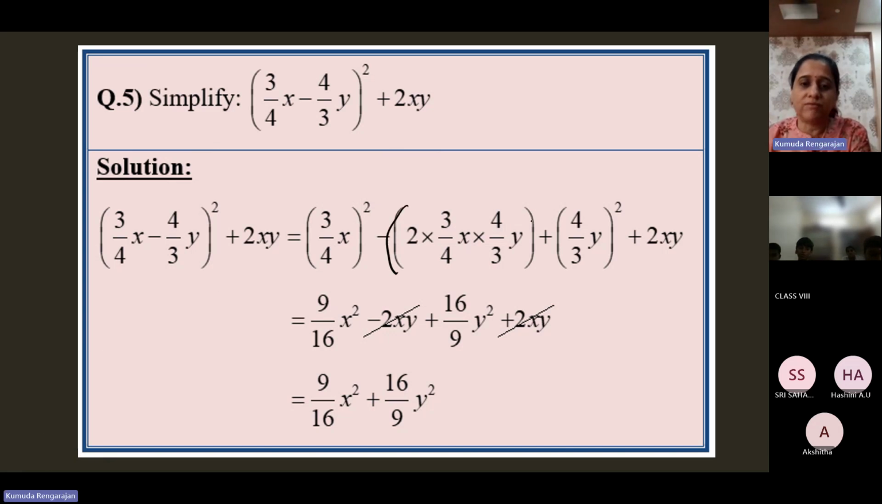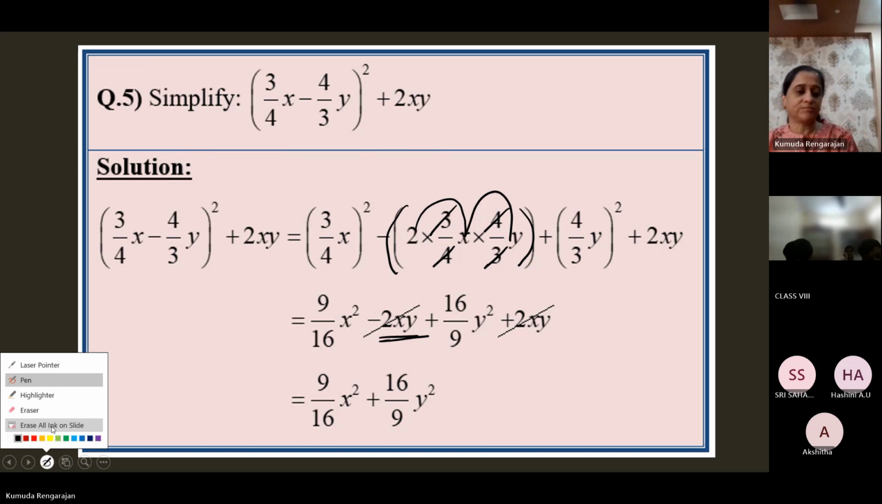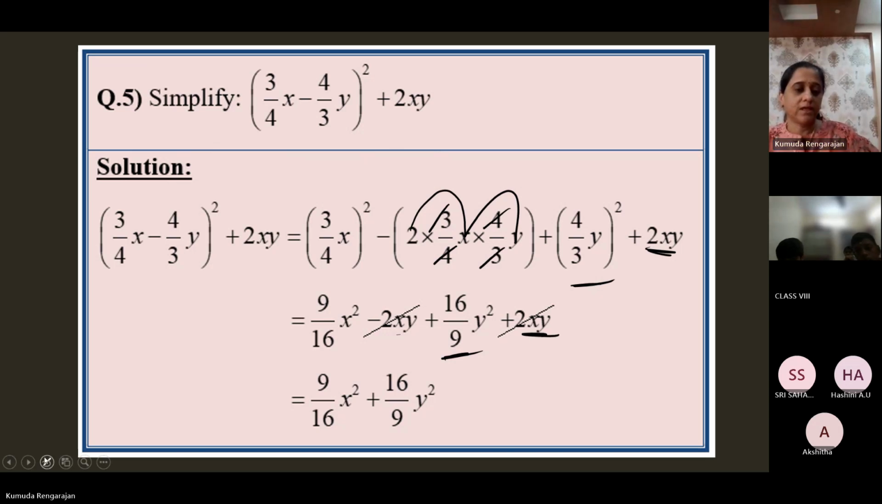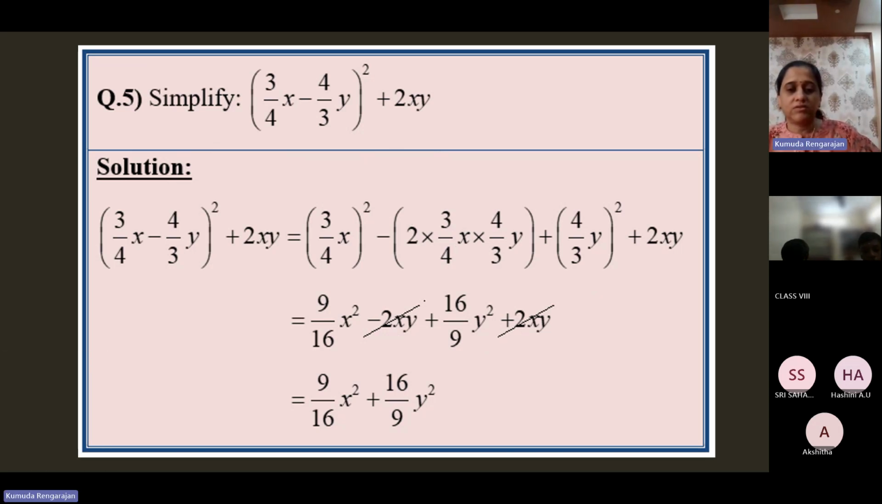Within the bracket, you can simplify. So 4 and 4 get cancelled. 3 cancels out. So 2xy. Within the bracket, you can simplify. 4 cancels. 3 cancels. So it's 2 into x into y, which is 2xy. And this is 3 by 4 the whole square, 9 by 16. x square minus 2xy plus y square, you get this, and this plus 2xy as it is. Now these two terms get cancelled, and this is the result.